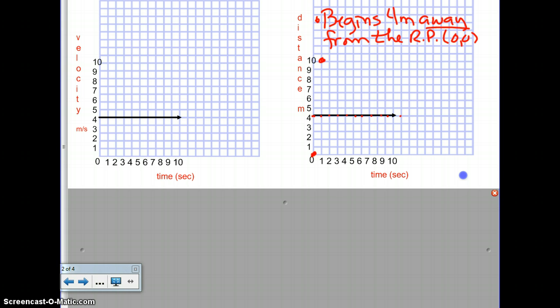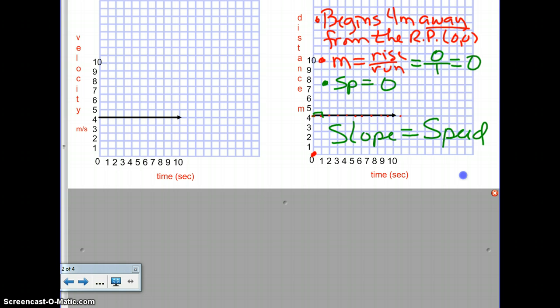I would like for you to be able to determine the slope of this line. So remember, slope is the rise over run. And here, in order to get from one point to the next, there is no rise. You don't go up or down, so that's 0. And if we're just going to the next point, that would be over 1. So we have a 0 slope. When we have a 0 slope, that tells us that our speed is also 0. So something to remember is slope equals the speed of the object traveling in this particular example.